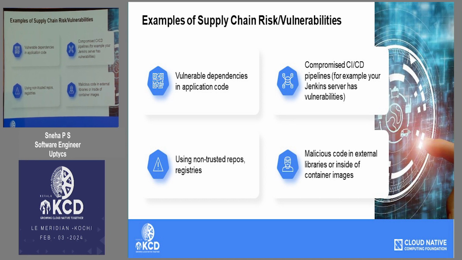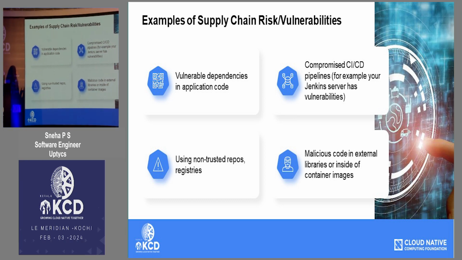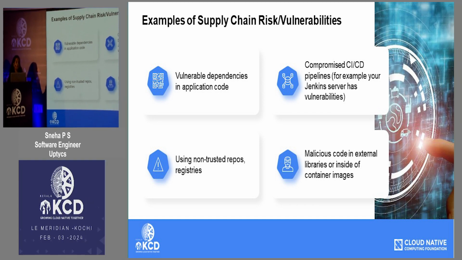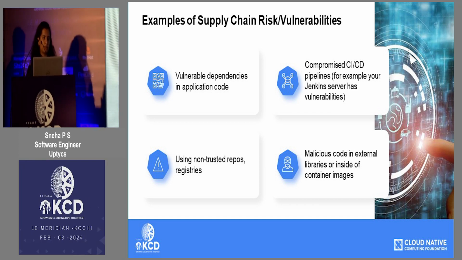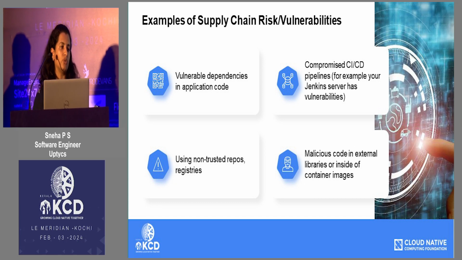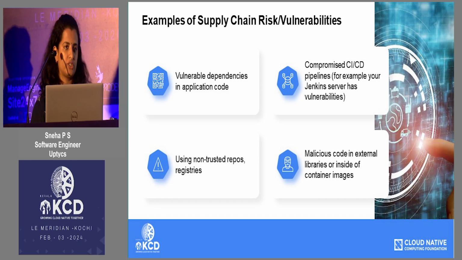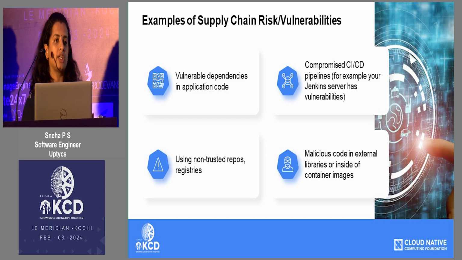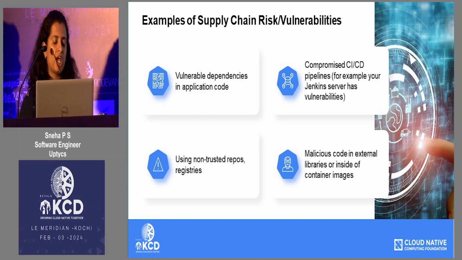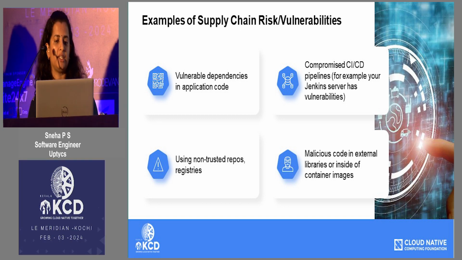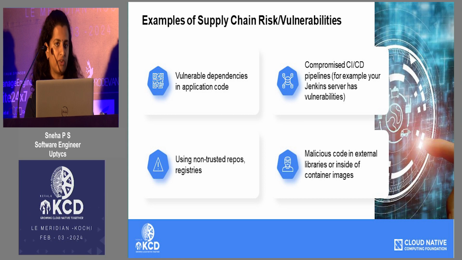That is, any hacker could just come in, get out of the container, move across your whole supply chain, and then get access to your host file system. Pretty dangerous for any organization which uses this. In the same way, compromised CI/CD pipelines, like our Jenkins server itself throwing out vulnerabilities, and also some amount of malicious code inside your container images. So these are some examples of where the risks and vulnerabilities come from.